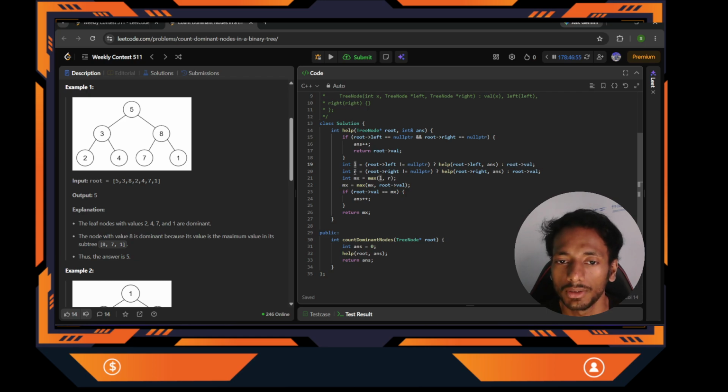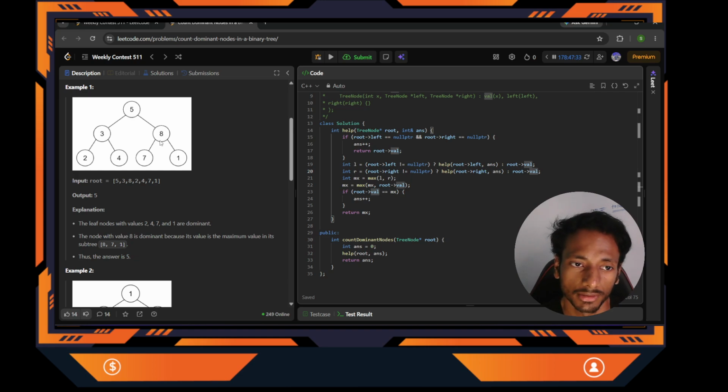Got it? Similarly for right max, I need to know what is the maximum value present in the right subtree. So I'll check first, the same way, whether the right pointer is null or not. If it is not null, I'll call this helper function again, pass the right node as a pointer and the answer variable. This answer I am passing as a global to count all the actual nodes. And if there is no right subtree, then I'll consider the current root node value as the right max.